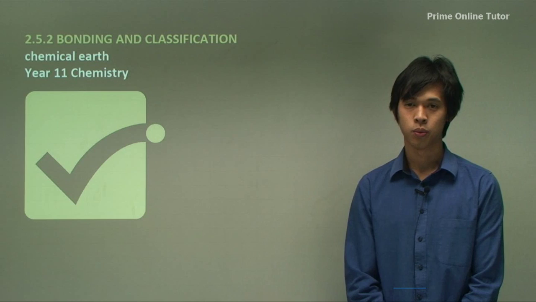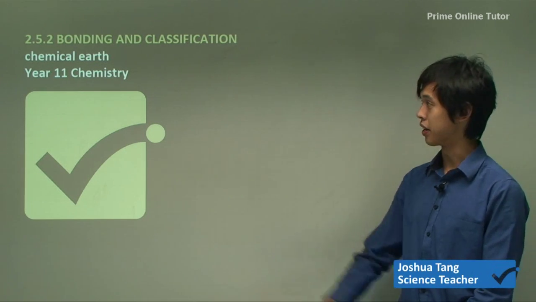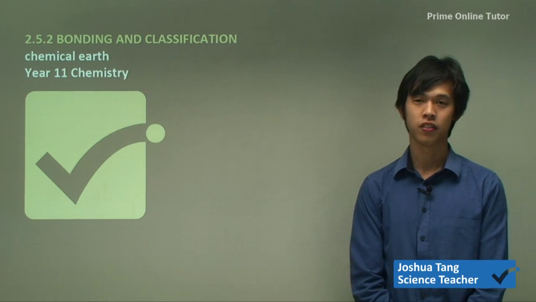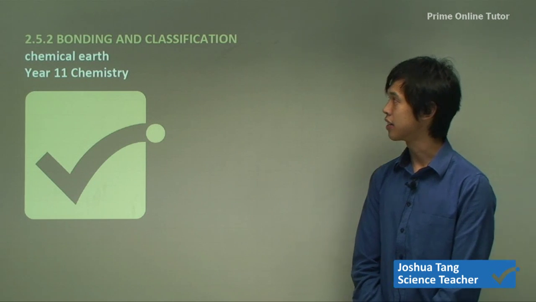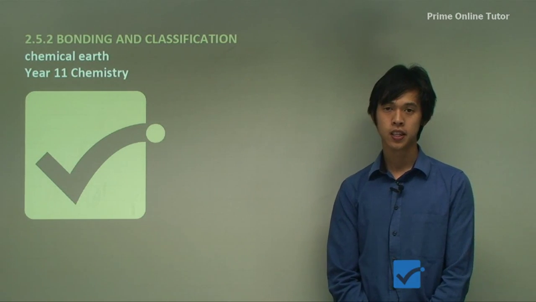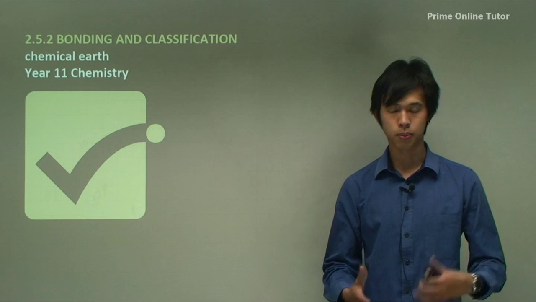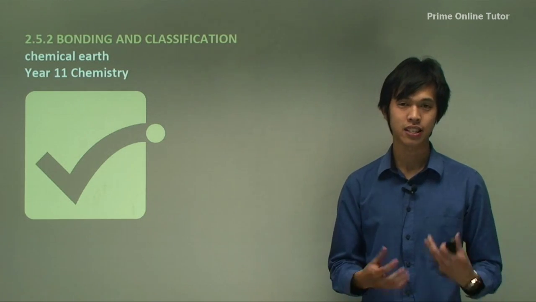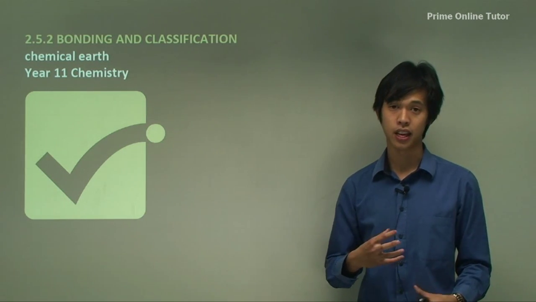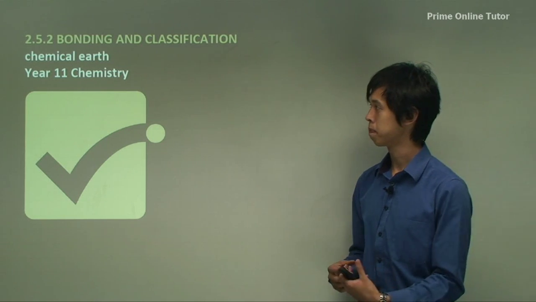Hello everyone, welcome again. So today's lesson will be on the Chemical Earth module of Year 11 Chemistry. And in this series we're going to look at bonding and classification. So we're going to look at how different substances are bonded together and how we classify different substances based on their bonding methods. Okay?